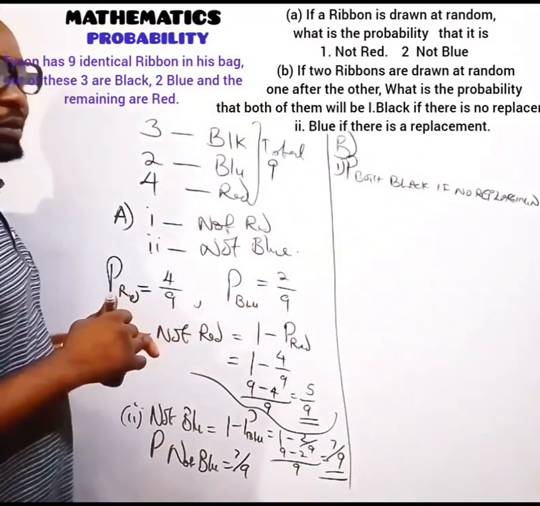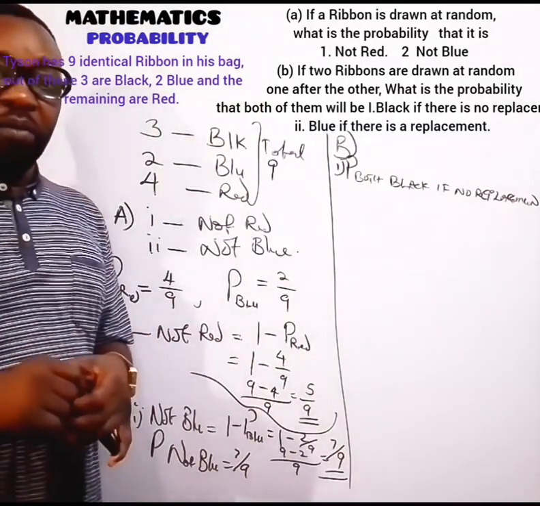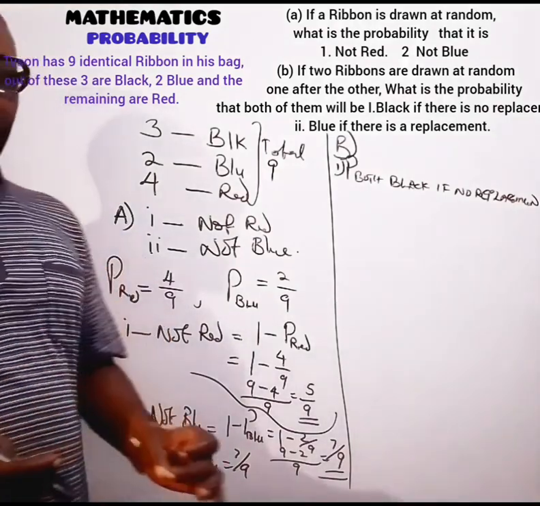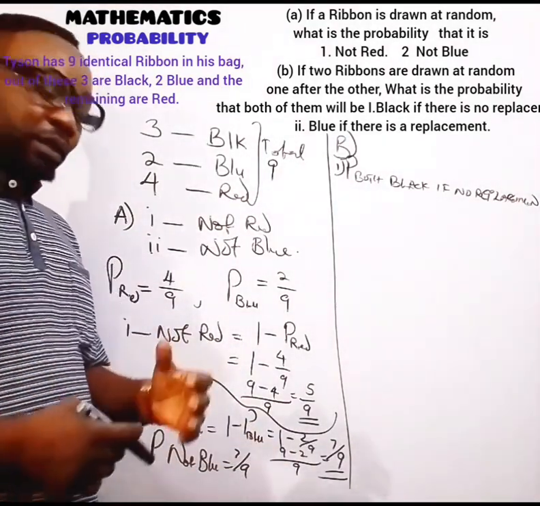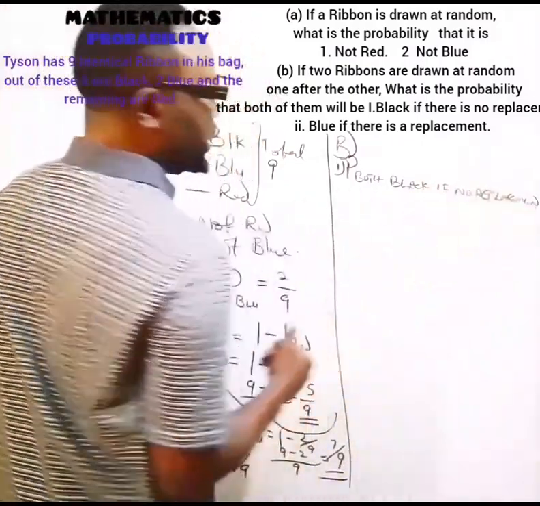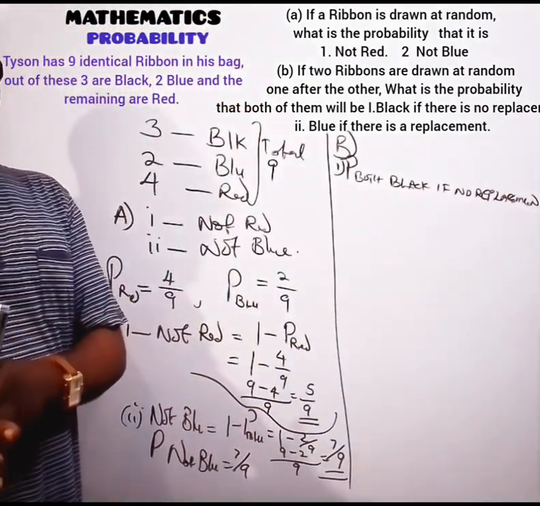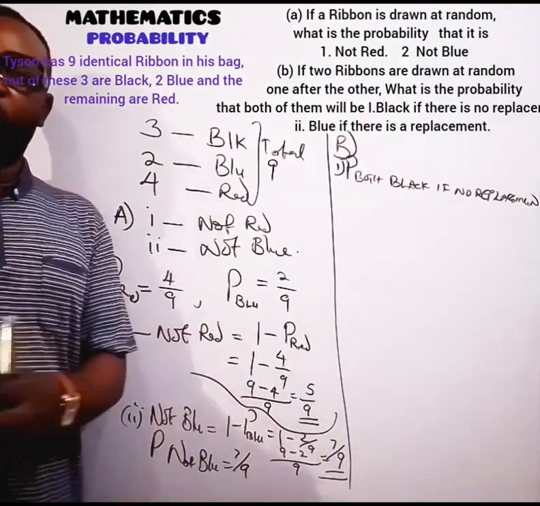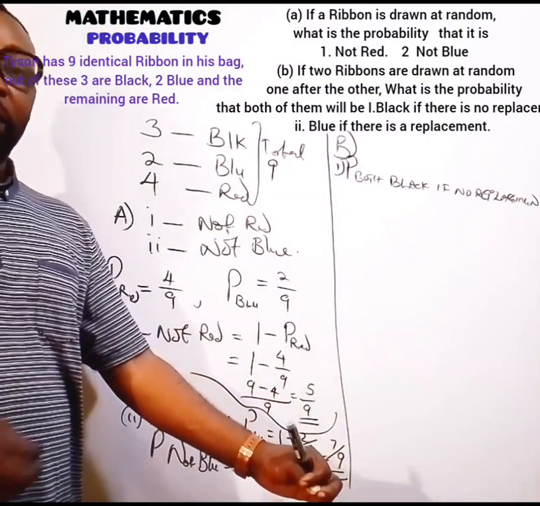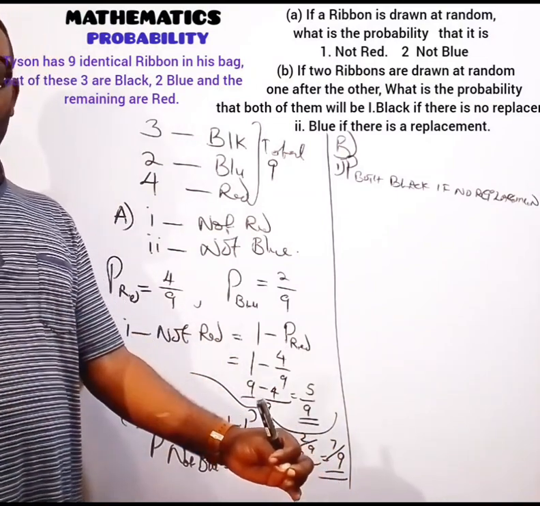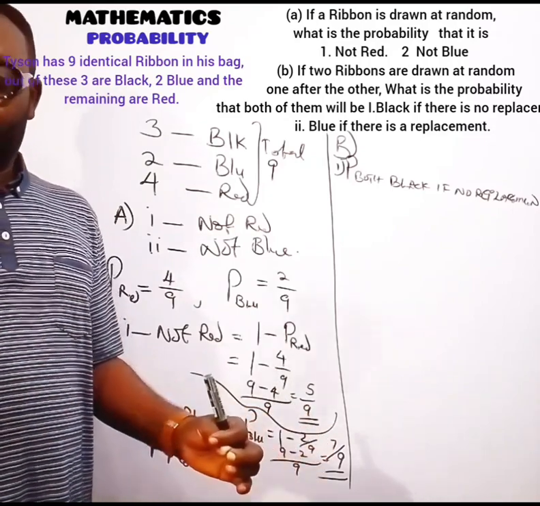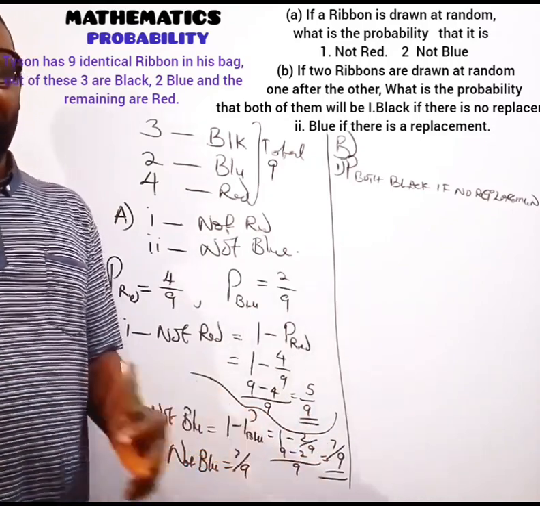If no replacement, both balls picked at random will be black. Which means that you pick the first ball, then you pick the second ball. No replacement means that by the time you draw the first ball out, you don't return it back into the bag again. Then you draw the second ball, which means that after you have picked the first ball out, a particular value has been reduced.